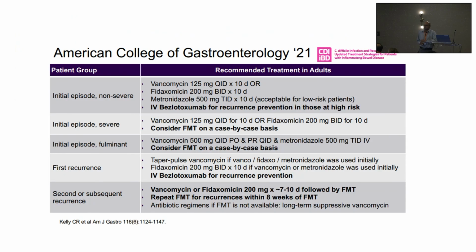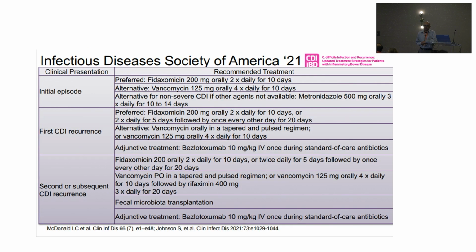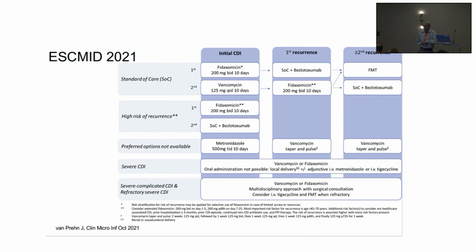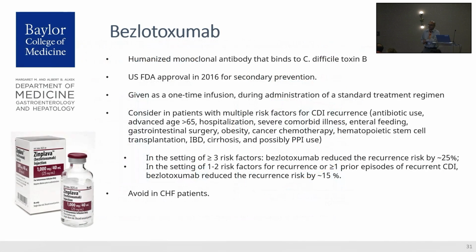Okay, there are tons of guidelines: ACG in 2021, IDSA in 2021, and ESCMID in 2021. All of them are saying that fidaxomicin or vancomycin is better. Rarely is anybody using Flagyl nowadays. And there's one thing I want to touch on, Zinplava, which is a humanized monoclonal antibody against C. diff toxin B, which we give as one dose during the initial treatment.